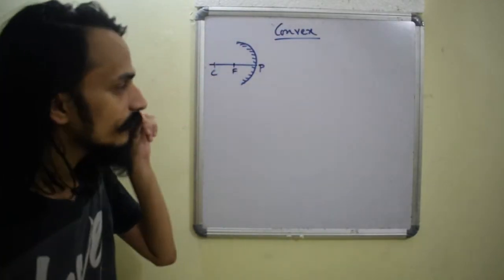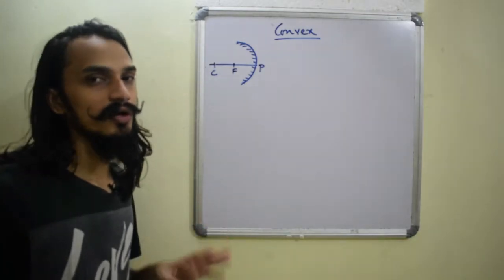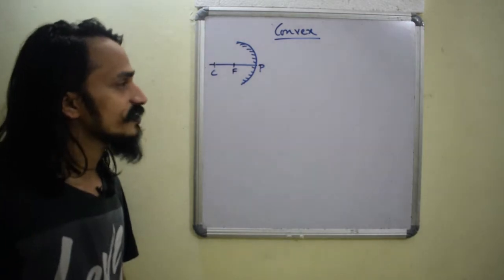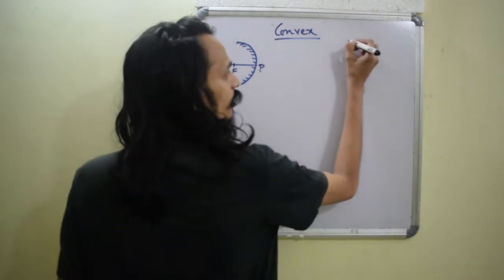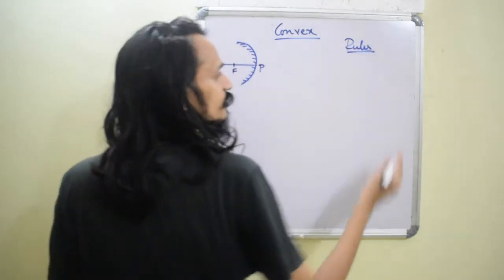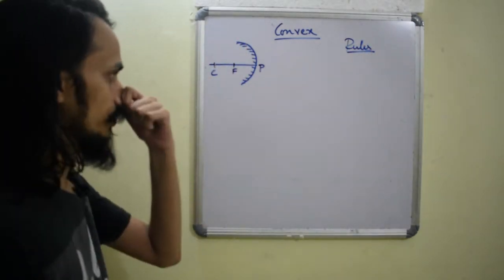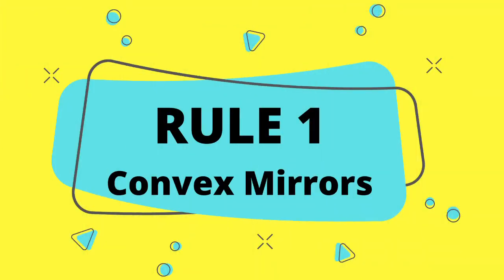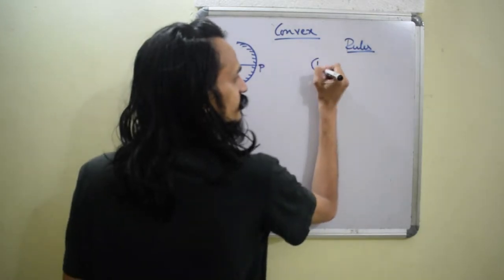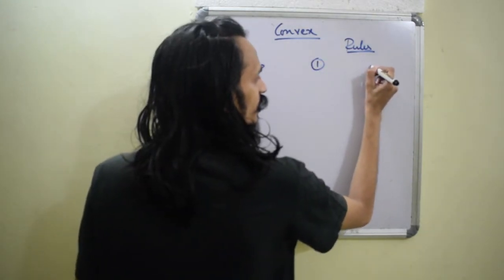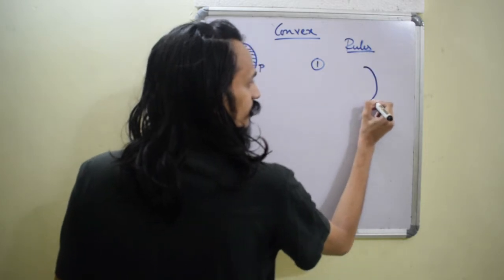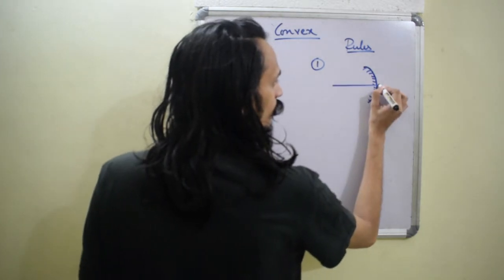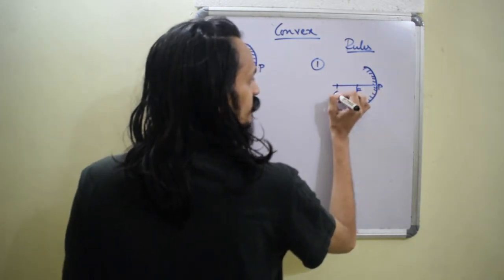If you recall, we had three rules of reflection for concave mirrors. We are going to look at three rules of reflection for convex mirrors also. The first rule is very similar to the other mirror. If I have a convex mirror with P, F and C.